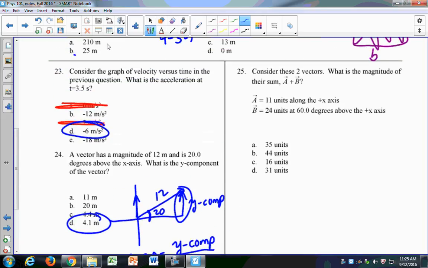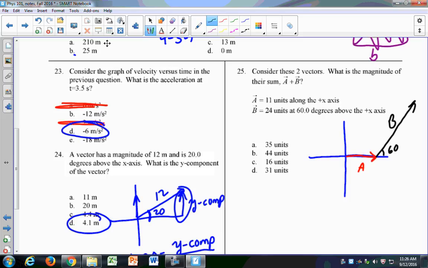Joy? Okay, so you're going to have one of these too. You'll have one where I give you two vectors and you'll do a sum. It's going to be just like this, except the numbers will be different. On these, I find that it is useful to draw a picture because you can get tripped up with your components and their signs. Turns out that this one is actually fairly routine. But I have 11 units along the positive x-axis, that's A. And then I have B is 24 units at 60 degrees, so something like that. This is 60 degrees, this is B.